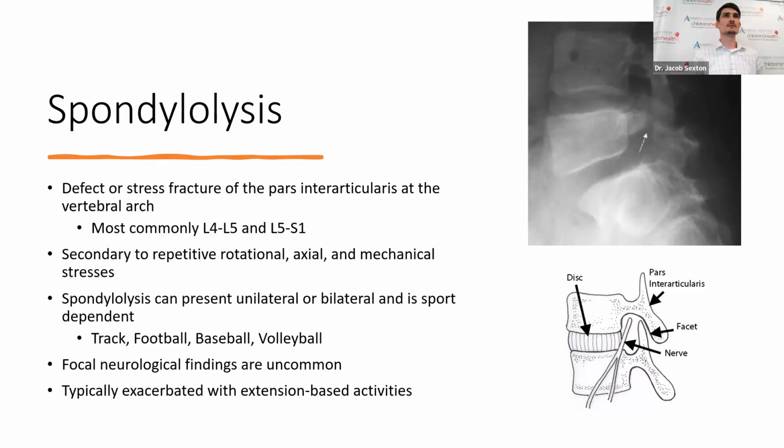Very rarely does this present with true neurological findings. What you see more is this kind of vague, hard to identify, hard to describe pain, and we're going to discuss some risk factors a little bit later on that can help raise and lower your suspicion for these injuries. It can be unilateral or bilateral, and that's going to be sport dependent.